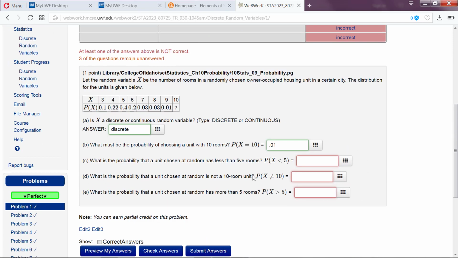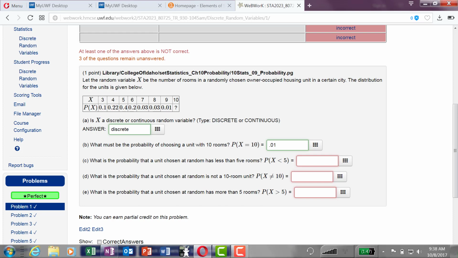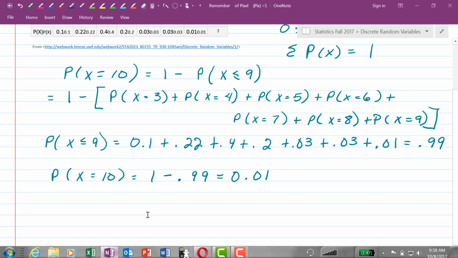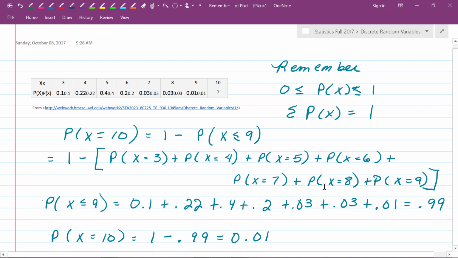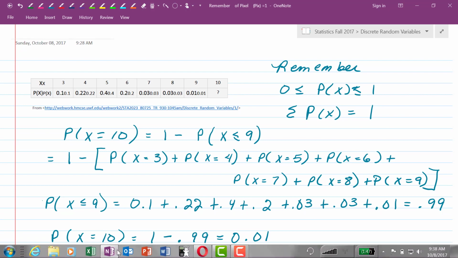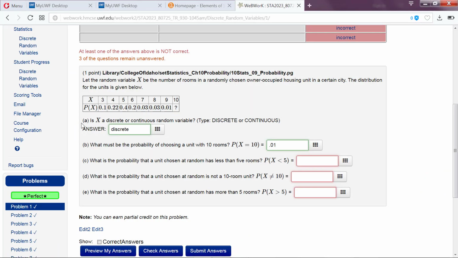Terrific. So the next question, part C, is what is the probability that a unit chosen at random has less than 5 rooms? Okay, so the probability that we have less than 5 rooms. We're going to go back up to our chart up here, and let me see if I can copy that chart one more time and do a better paste on that, because I did not like that.